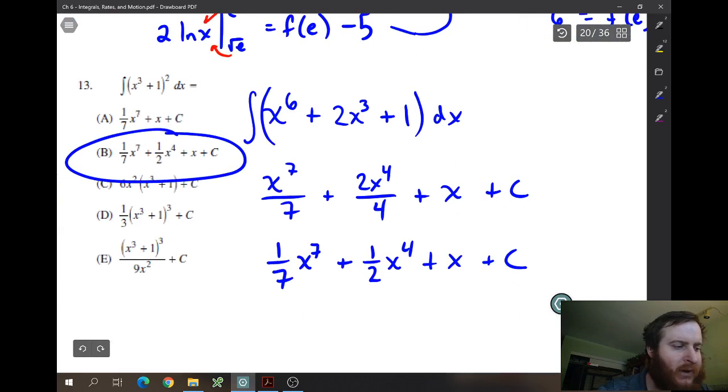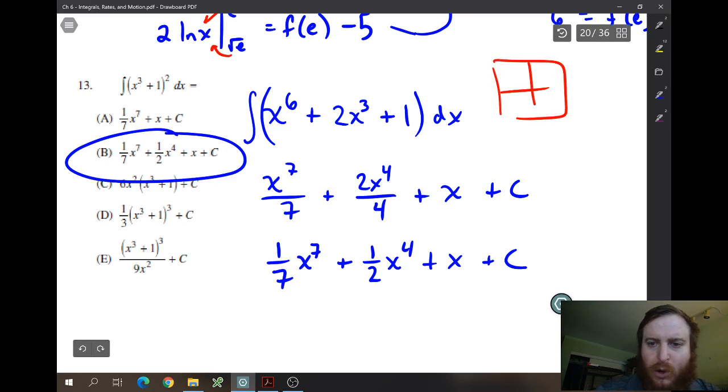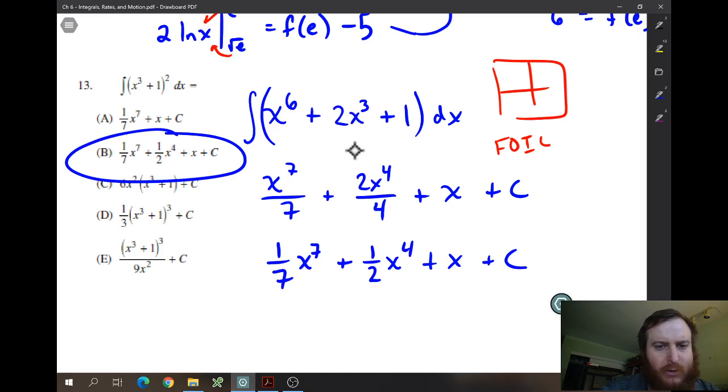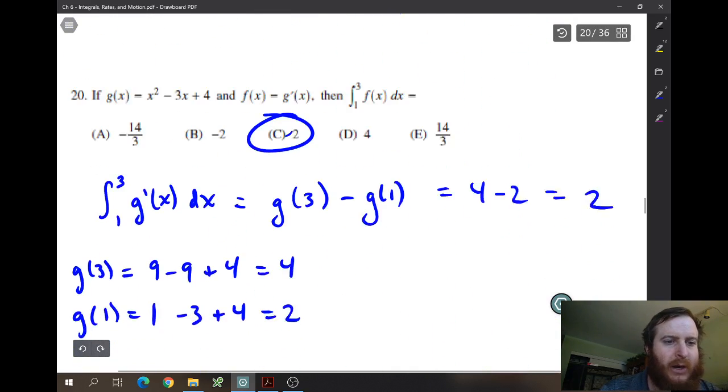Okay, next one is very easy as long as you remember that the first step in taking an integral is to rewrite it in polynomial form. So we just had to do either the box method or FOIL, right? I did FOIL, and I got x to the 6th plus 2x cubed plus 1. And then we just take the integral, nice and easy. Right, the 7 we just moved to 1/7, 2 over 4 is a half. We moved it to a half. All right, next up.